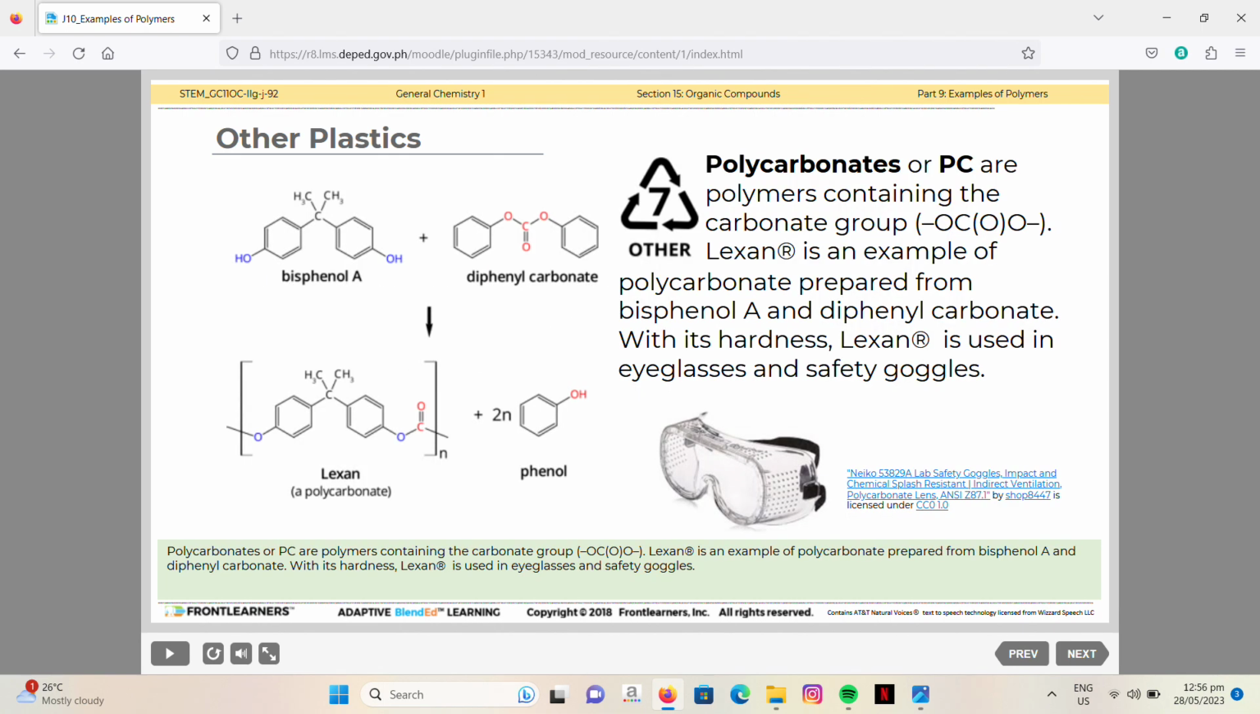Polycarbonates or PC are polymers containing the carbonate group. Lexan is an example of polycarbonate prepared from bisphenol A and diphenyl carbonate. With its hardness, Lexan is used in eyeglasses and safety goggles.